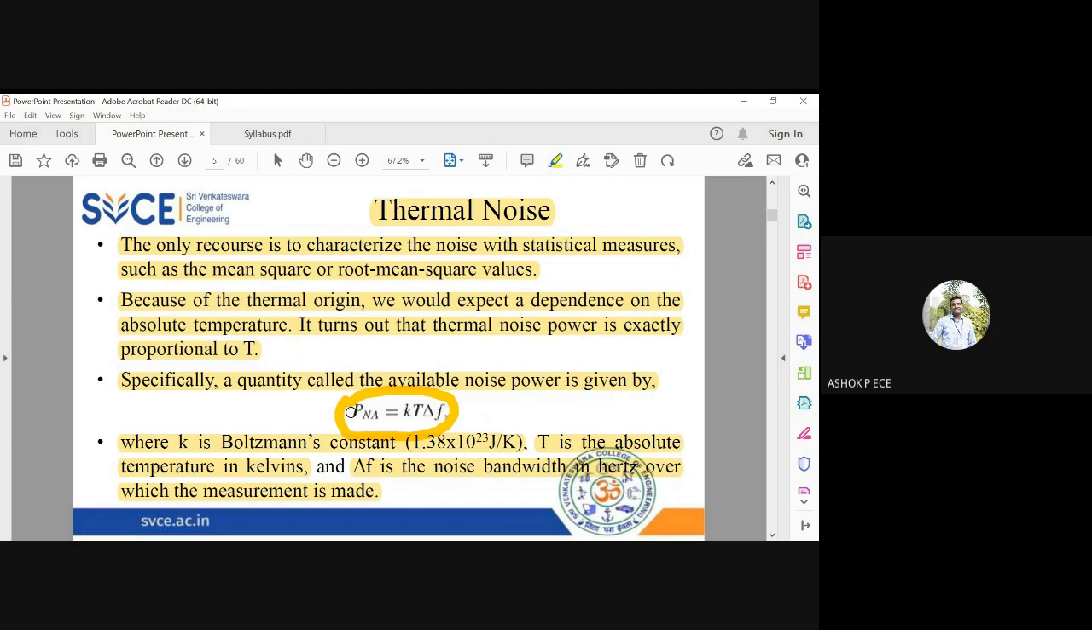So you see here, P is proportional to two terms. P is proportional to T, temperature, and P is proportional to delta F. Delta F is not your normal bandwidth, it is called the noise bandwidth. And we will clearly define what delta F is in the upcoming slides.